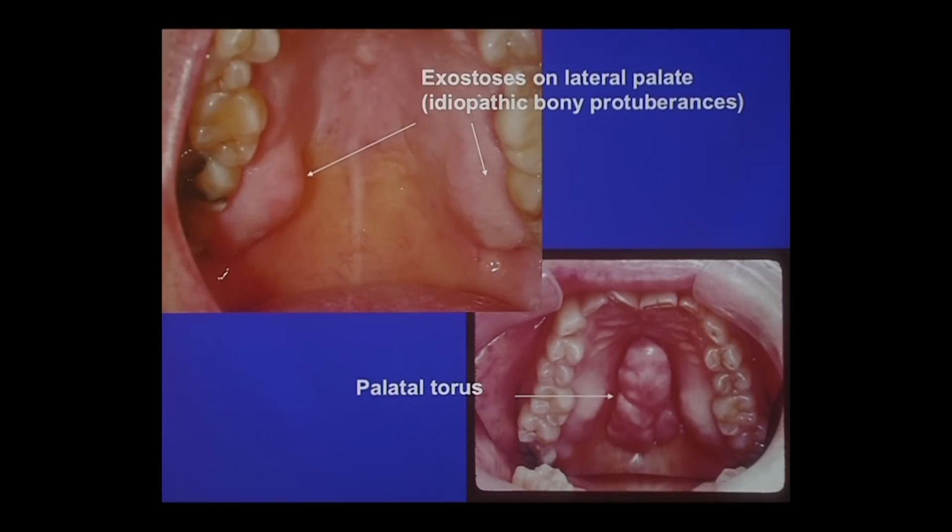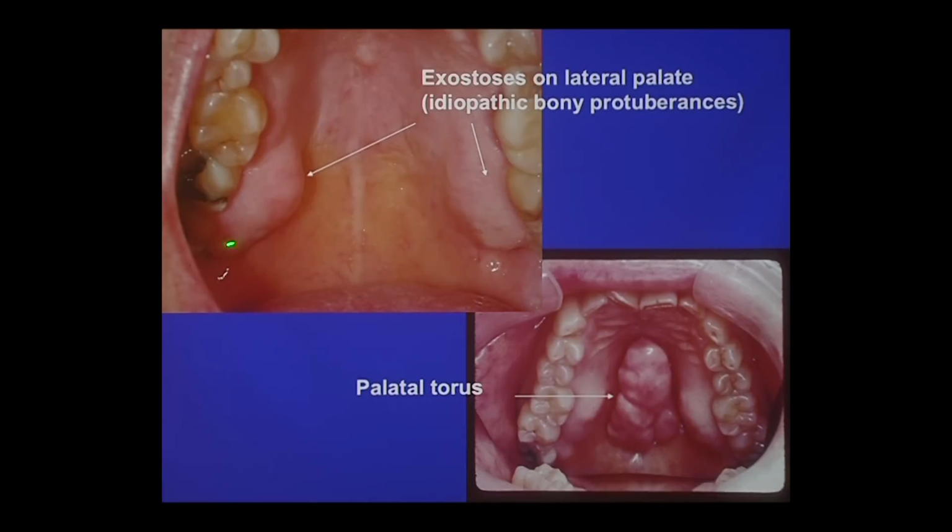And then finally, my bony protuberances here, my exostoses. So typically when they're in the middle of the palate like this, so this is a patient's roof of mouth, and see right in the middle of the palate, you have this big palatal torus, then we call it a torus.